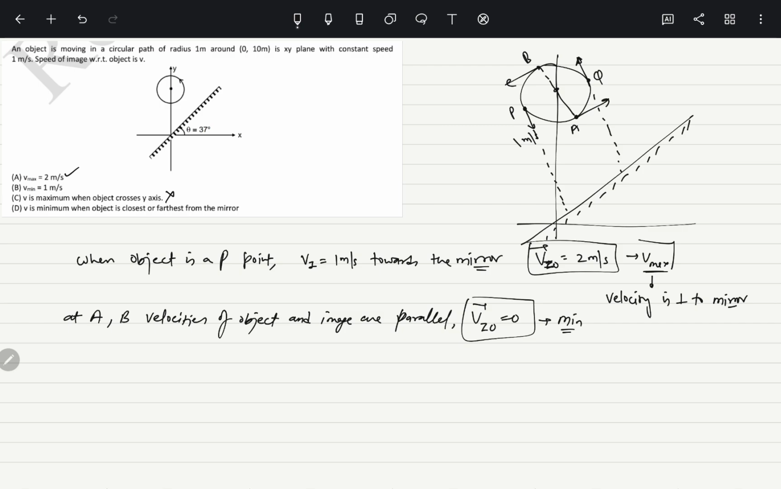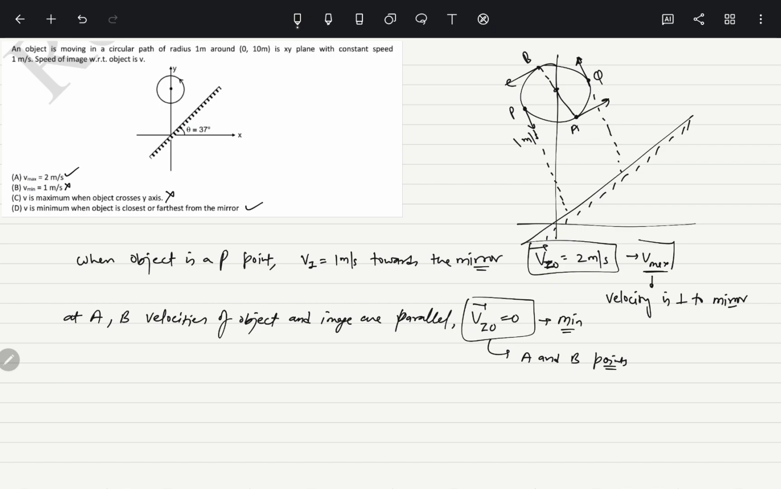So now the second option, B option, is wrong. It says the minimum speed is 1 meter per second, so that is completely wrong. The fourth option, V is minimum when the object is closest or farthest from the mirror, that is correct. Point A is the closest to the mirror, and B is the farthest from the mirror, right? So the positions are A and B points. So the fourth option is correct.